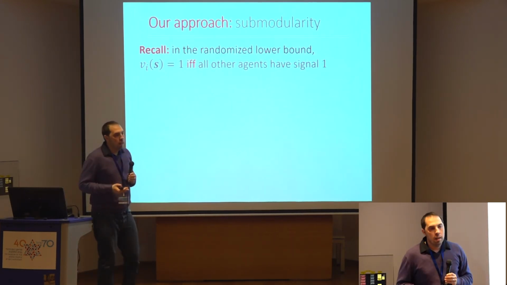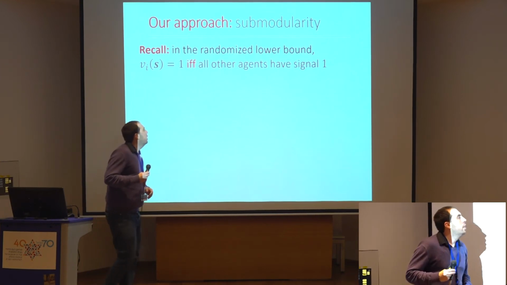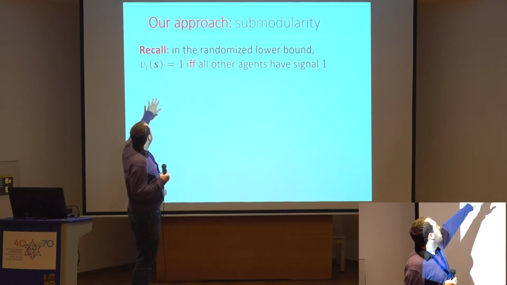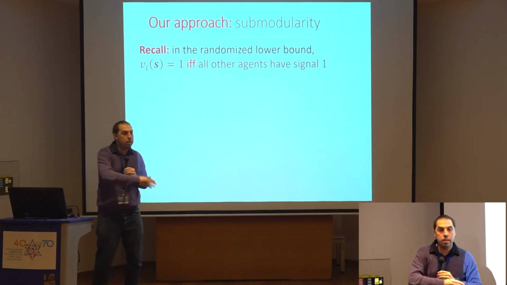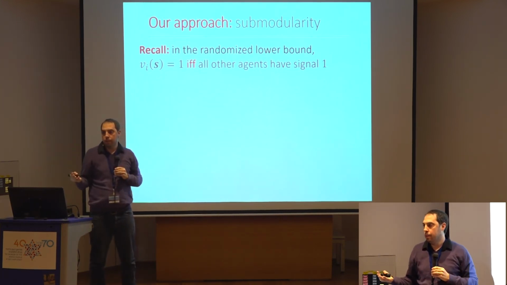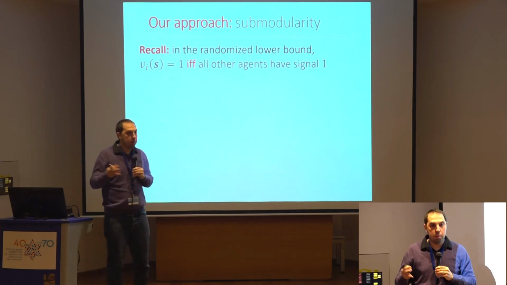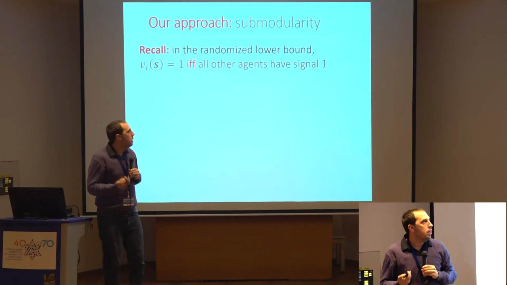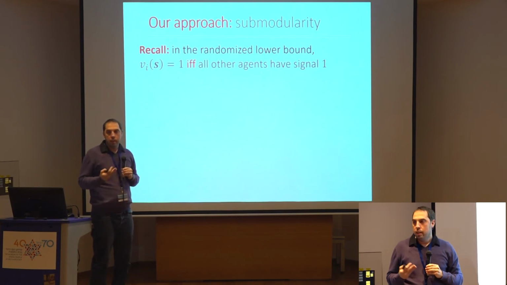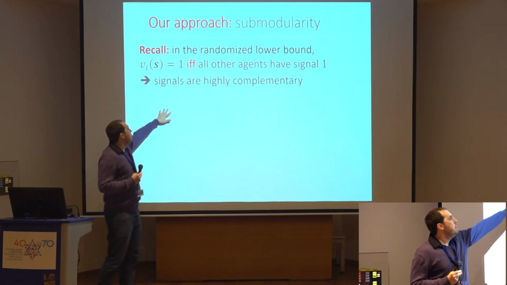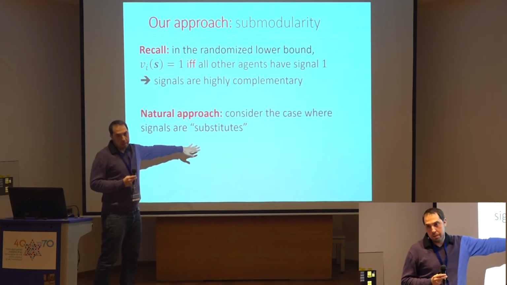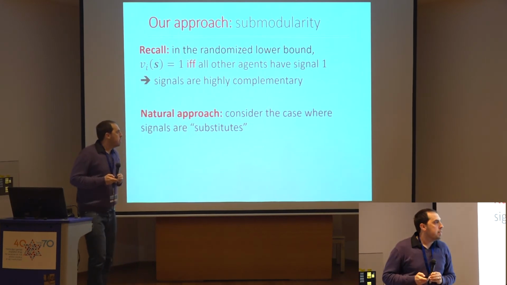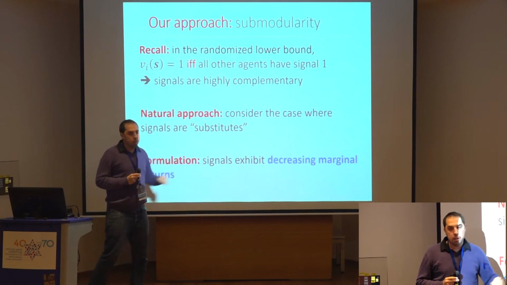Okay, so how do we overcome this problem? Again, in this lower bound, the value was 1 if and only if all signals were high together, which means that signals were very complementary to each other. So a very natural thing to think about is maybe the signals are not complementary, but act more like substitutes. And we formalize it by saying that the signals have decreasing marginal returns.